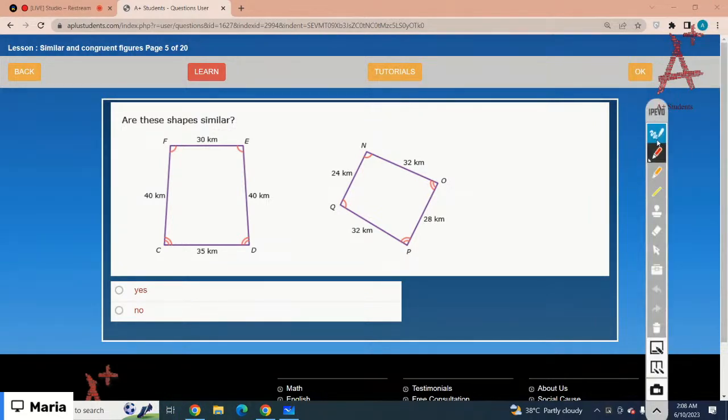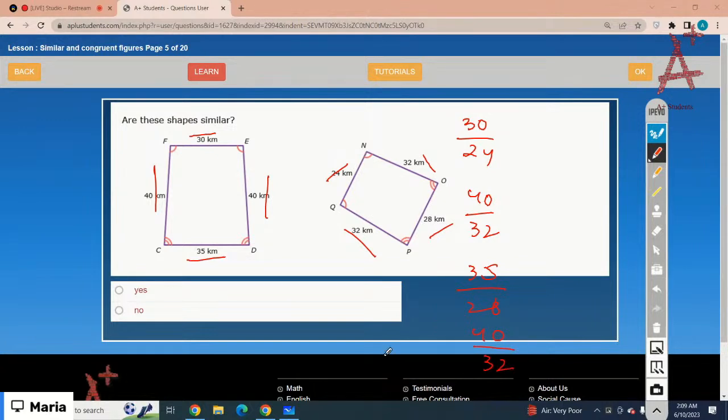Okay, and side FE, this side is congruent to this one. It would be 30/24. Got it? Then this side is congruent to this one. It would be 40/32 if they are all equal. This one is congruent to this one. It would be 35/28. And then this one is 40/32. Got it?